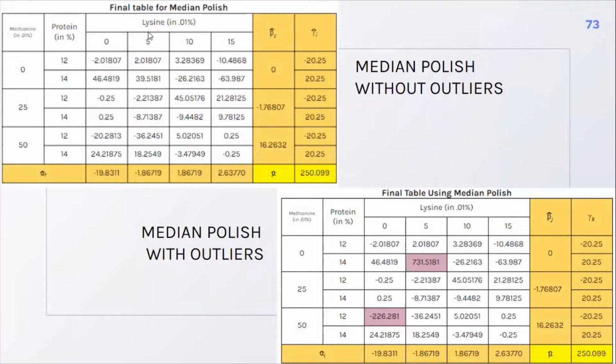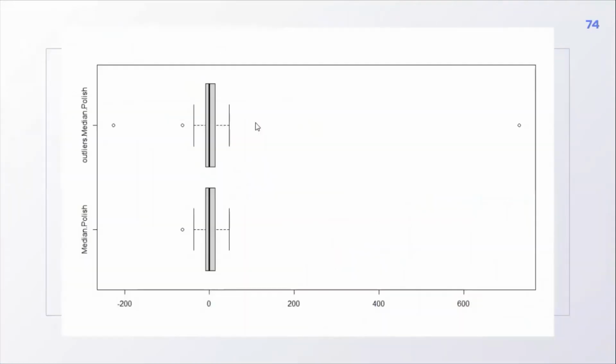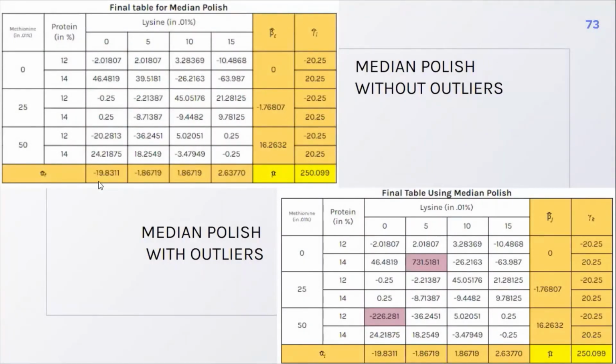This is the final table after performing 5 cycles of median polish to the data without outliers, and this is the final table after performing 5 cycles of median polish on the data with outliers. If we look at the box plot of the residuals, nothing really changed except that there are 2 additional outliers. But other than that, nothing changed. We still have the same estimates for the effects here, and we still have the same common terms.